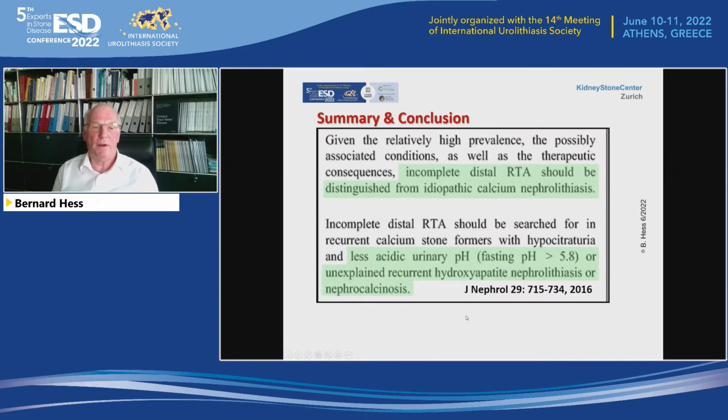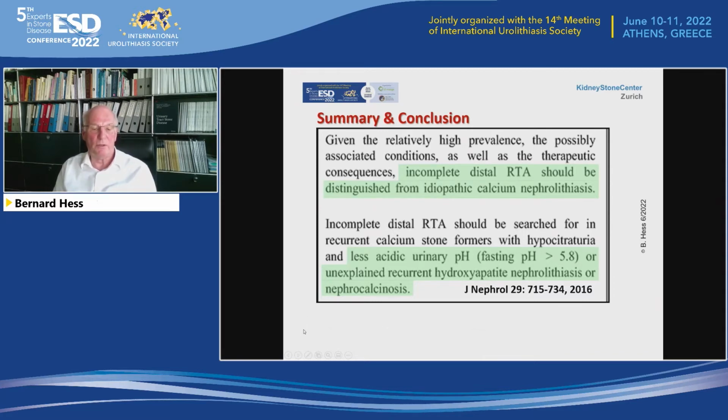So I can summarize with the consensus statement of that paper. I totally agree with that. Given the relatively high prevalence, the possibly associated conditions, as well as the therapeutic consequences, incomplete distal RTA should be distinguished from idiopathic calcium nephrolithiasis. It's a different disease. Incomplete distal RTA should be searched for in stone formers with hypocitraturia and, of course, most important, less acidic urinary pH, fasting pH above 5.8, or unexplained recurrent hydroxyapatite nephrolithiasis or even nephrocalcinosis.